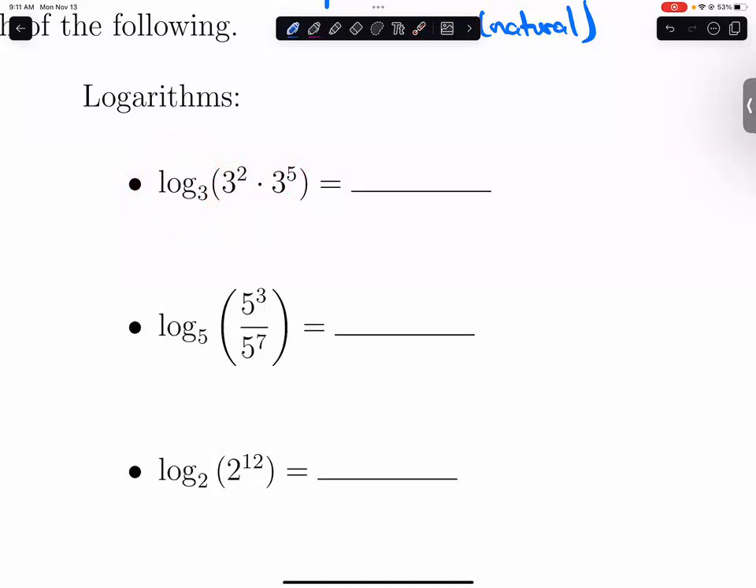Now I could do that a couple of different ways. I could just simplify the stuff inside like we just did, right? 2 plus 5, so 3 to the 7th. So the log base 3 of 3 to the 7th. How many 3s are in 3 to the 7th? 7 of them.